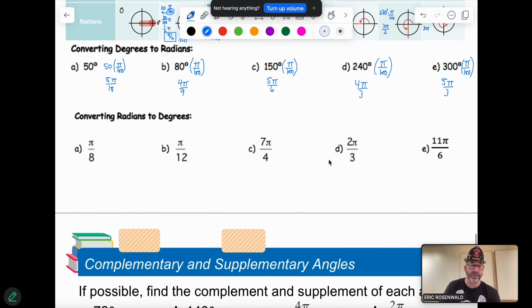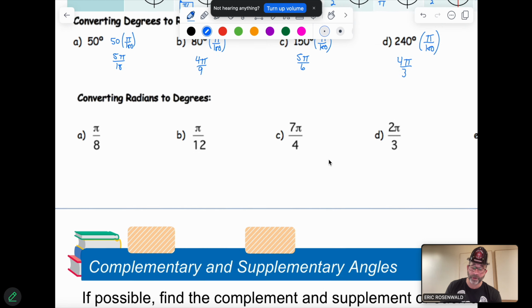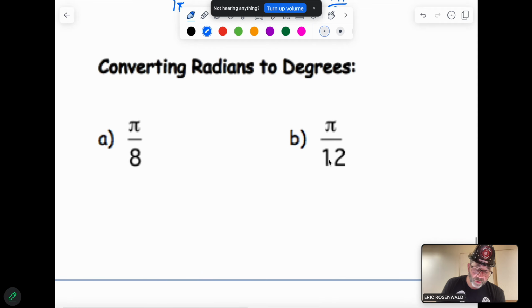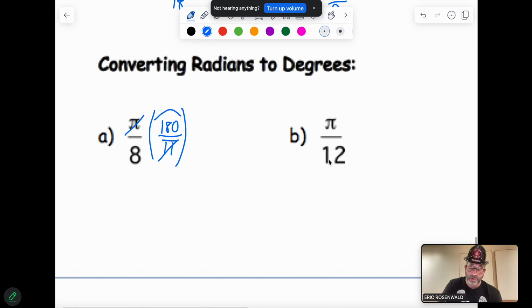Now let's do radians to degrees and do this quick conversion, okay? When we're doing radians into degrees, remember what we're doing is we're multiplying by 180 over pi. So realistically, as I said, the pi's cancel. We could really just say then it becomes 180 over 8, which, when we divide that out, is just going to equal 22.5 degrees.